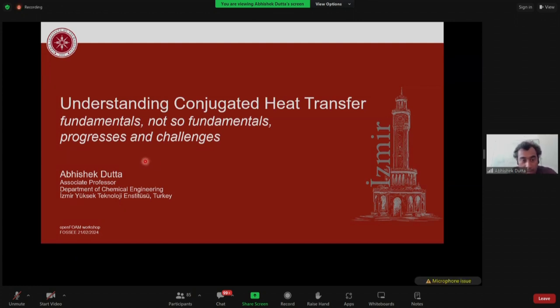So I come from the Izmir Institute of Technology. As you can see, it's written in Turkish, but it doesn't matter. I am an associate professor in the Department of Chemical Engineering. Also, I have affiliations with the Department of Energy Engineering and Computational Science and Engineering as well.